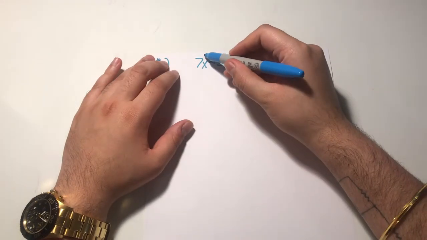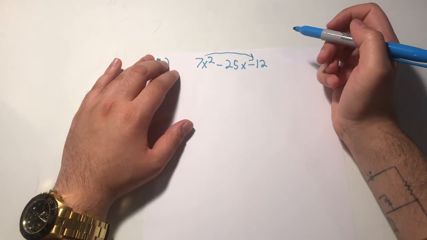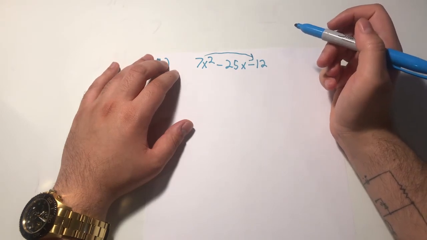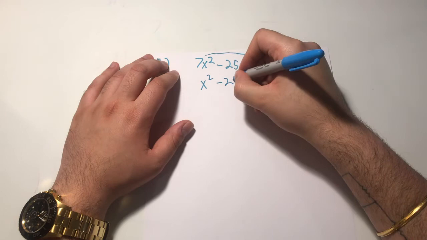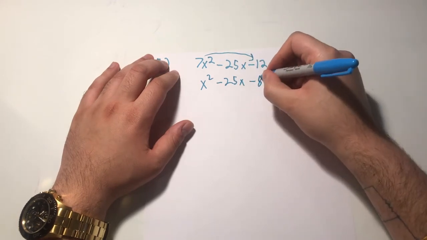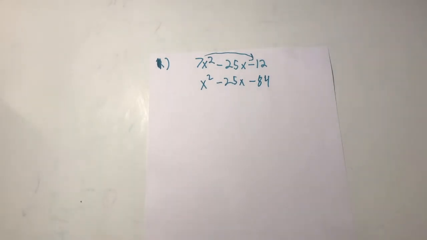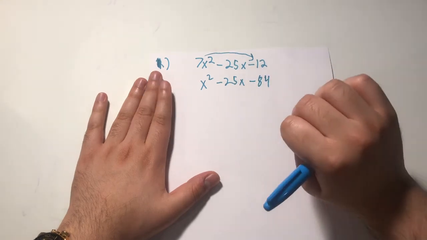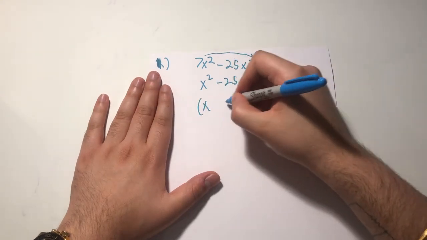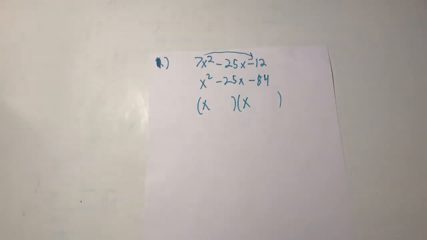We bring the A component and multiply it with our C component. So 7 times negative 12 should be negative 84. So x squared minus 25x minus 84. Now we have to do just sum product, right? We have to find a number that multiplies to negative 84 and adds to negative 25. Now these are pretty weird numbers, so let's go over how to figure that out.